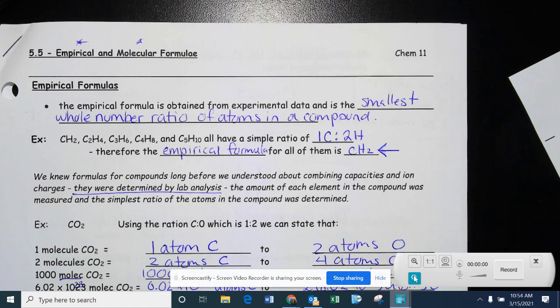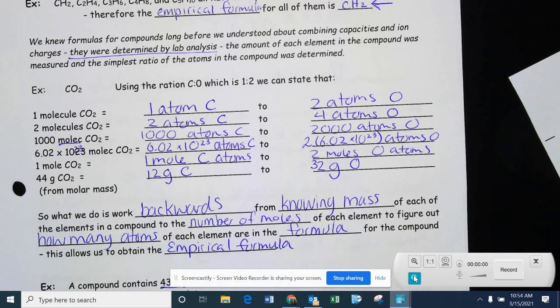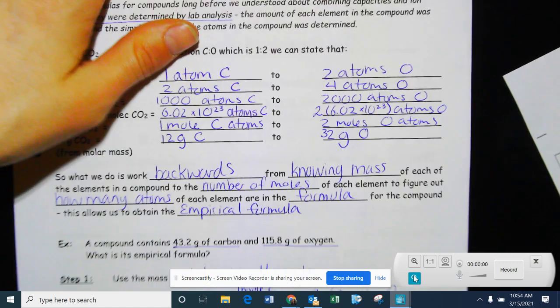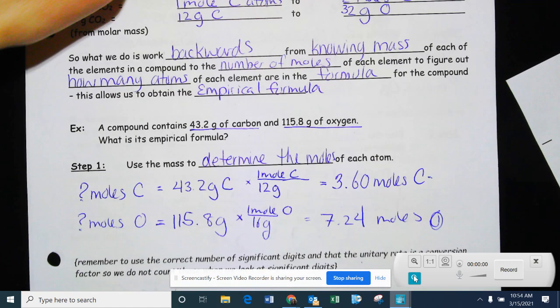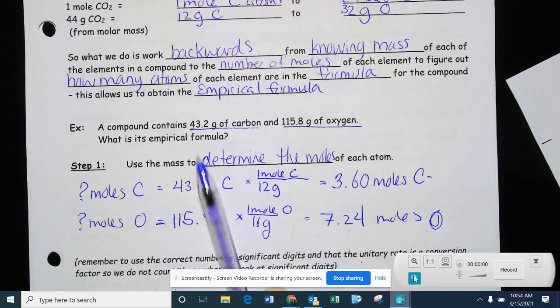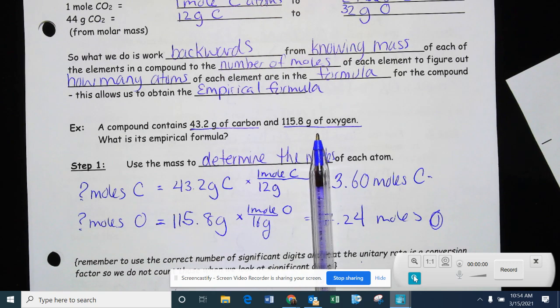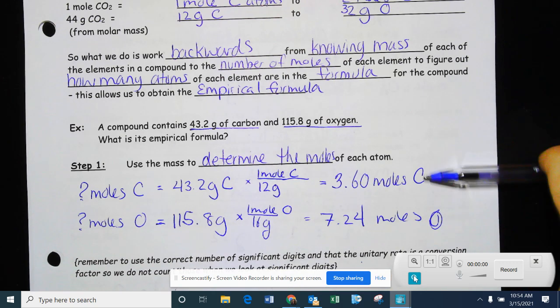And then we talked about how those empirical formulas are determined. So we're finding the mass of things and then working backwards from knowing the mass of the different elements in the compounds, to find that formula. So what we did were a couple examples where we had a compound that had 43.2 grams of carbon and 115.8 grams of oxygen. And we found the mole ratio between the two.